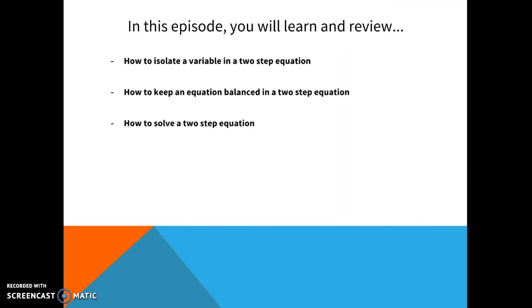In this episode we are going to learn and review how to isolate a variable in a two-step equation. It's going to be very similar to isolating a variable in a single-step equation. We're going to learn how to keep an equation balanced in a two-step equation. So what we do to one side, we have to do the exact same thing to the other side. And then we're going to learn how to solve a two-step equation.